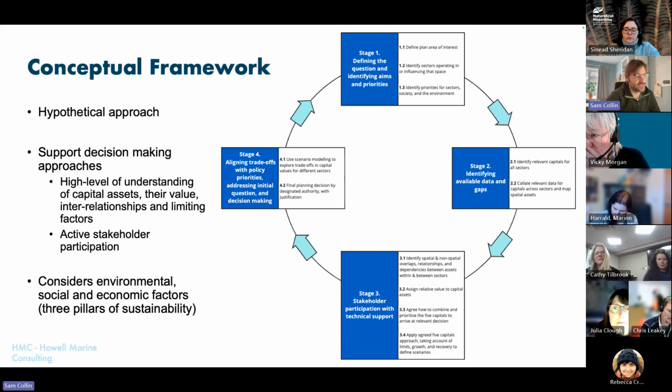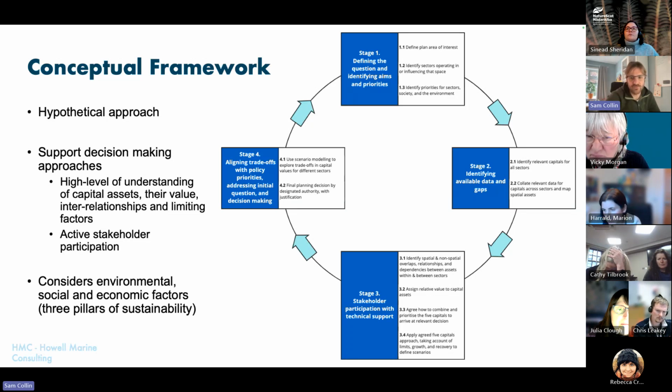So in stage 3, this is where you really focus in on stakeholder participation, and this could be expert opinion, could be local community groups, could be industry representatives, a whole range of people, and it's at this stage where you start to build those asset networks. So you have your asset registers with the assets of interest, and using stakeholder input, you develop that network and you identify what the key assets are, how they interact with one another. And you can also go through the process of assigning relative values to each of these assets.